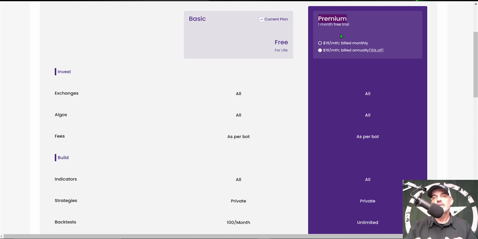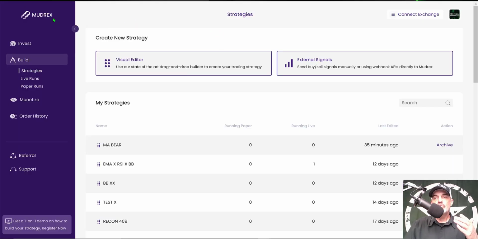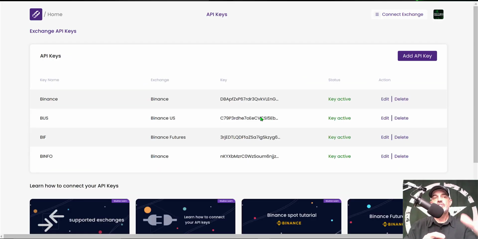Let's get to configuring this automated crypto trading bot. So the first thing you need to do after you join MUDREX is you need to connect your exchange to the platform. You don't actually send money to MUDREX. You connect your exchange to the platform via API keys, and so your funds stay on your exchange and they are as secure as they can possibly be when being held on an exchange.